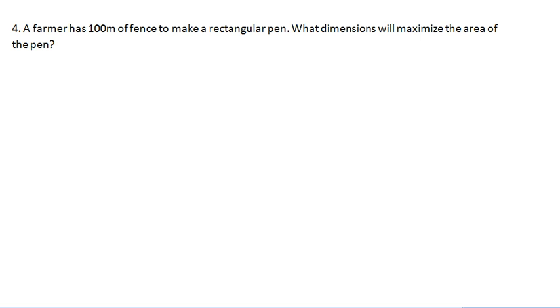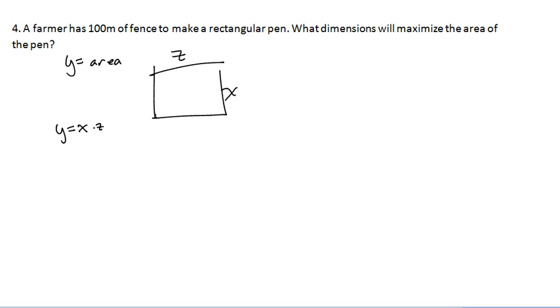Okay, last question. We've got a farmer, has 100 meters of fence, wants to make a rectangular pen. What dimensions will maximize the area of the pen? Okay, so first off, we're going to define y as area, because that's the thing we're trying to maximize. And then I'm going to define my other two variables as x and z here on the diagram. And we're going to know that y is going to be length times width, so y is just going to be x times z.